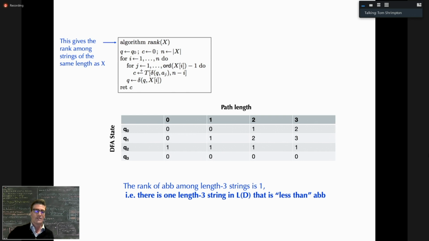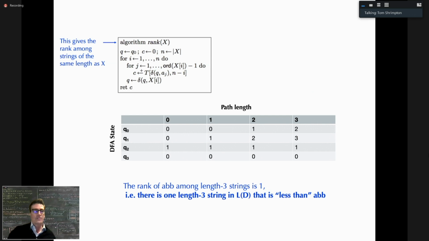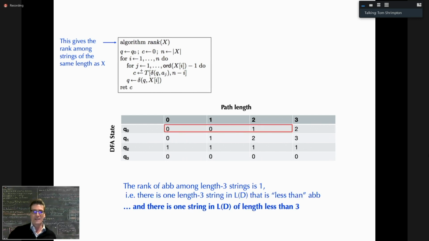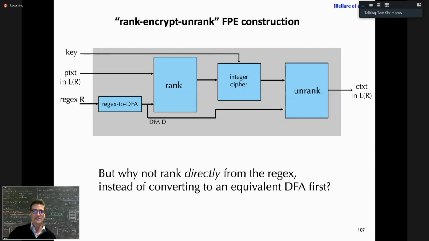So in other words, there's one string of length 3 that's less than ABB. And we already know what that is. That would be AAB. So we did get the right ranking among strings of that length. How do we find the number of strings that are accepting that are of length less than 3? We actually can read that straight out of this table too. You just look at all the path lengths that are less than 3. If you started from the start state, how many strings are there? Well, there's only 1 of any length that's less than 3 that's accepting. So we add 1 to it. That gives you the whole overall rank of X, or of the string ABB.